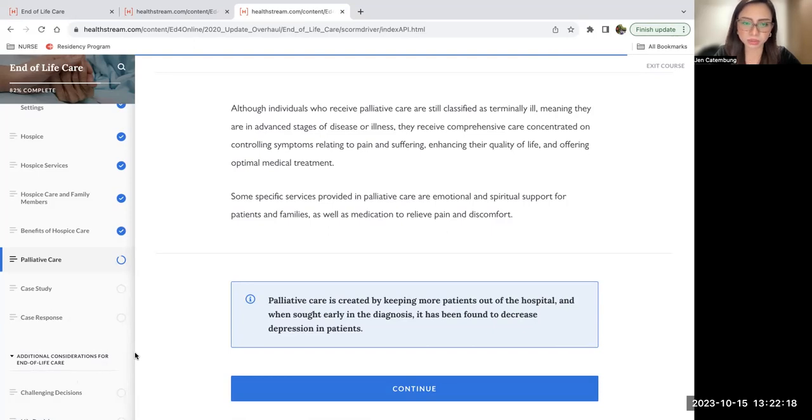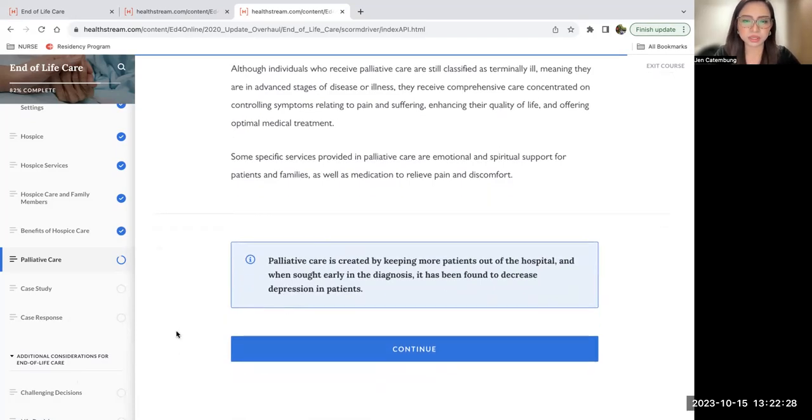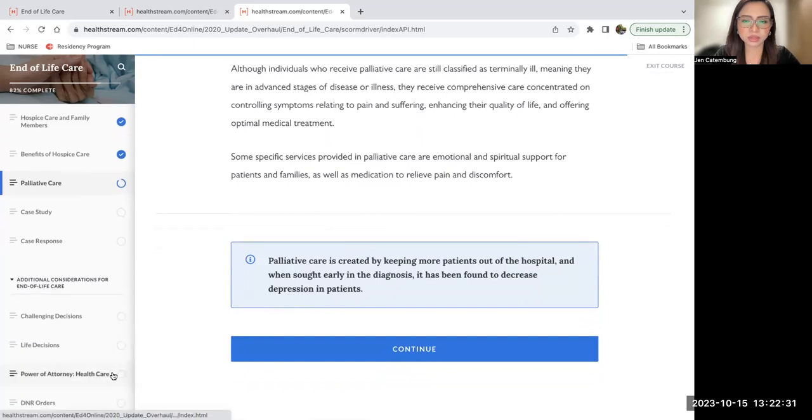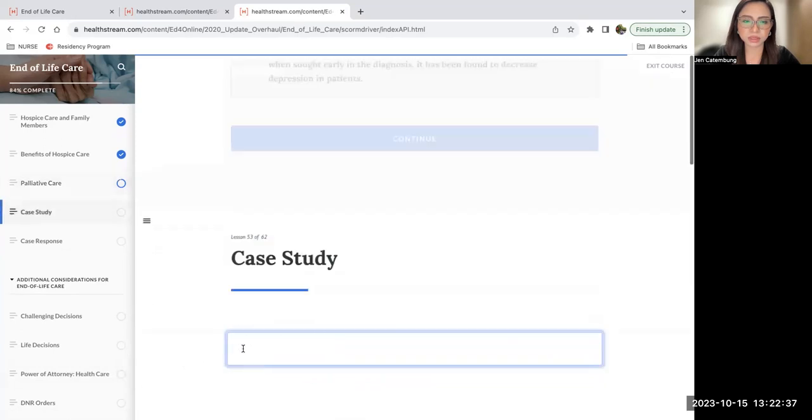Some specific services provided in palliative care are emotional and spiritual support for patients and families, as well as medication to relieve pain and discomfort. Palliative care is created by keeping more patients out of the hospital and when sought early in the diagnosis. It has been found to decrease depression in patients.